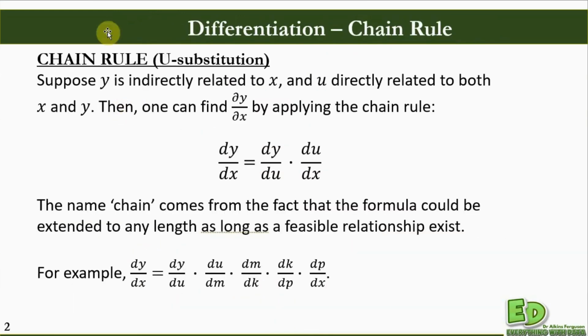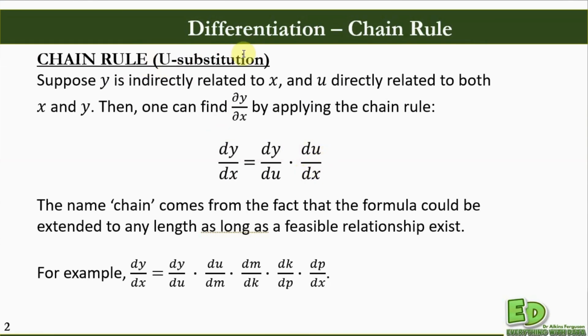On our next slide, we have what is called the chain rule or the U-substitution approach. It's an old rule that is used to deal with functions that you can't easily differentiate. Those functions are called composite functions. Suppose y is indirectly related to x and u is directly related to both x and y. Then one can find dy over dx by applying the chain rule, which says that dy over dx is equal to dy over du multiplied by du over dx.